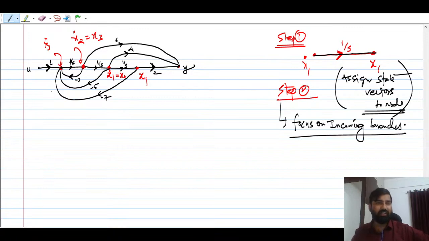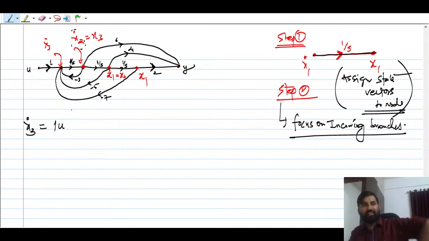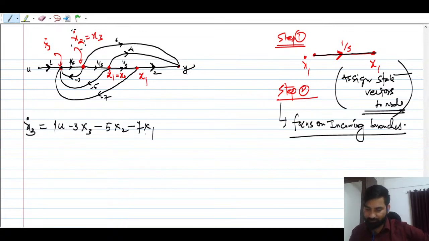Okay, so let me write x3 first. X3 dot, right? What is coming here? You see, 1 times u. After that, you can rearrange. 1 times u is coming, and this is coming here. Don't take the differential operator here, right? In this case, it is x3 because you are writing the x3 equation. So -3 x3 here, and this is again coming. That is x2 is coming, -5 x2, and x1 is also coming here. So you can say -7 times x1. So I think you can write this equation, right? This is the first equation that you can obtain.